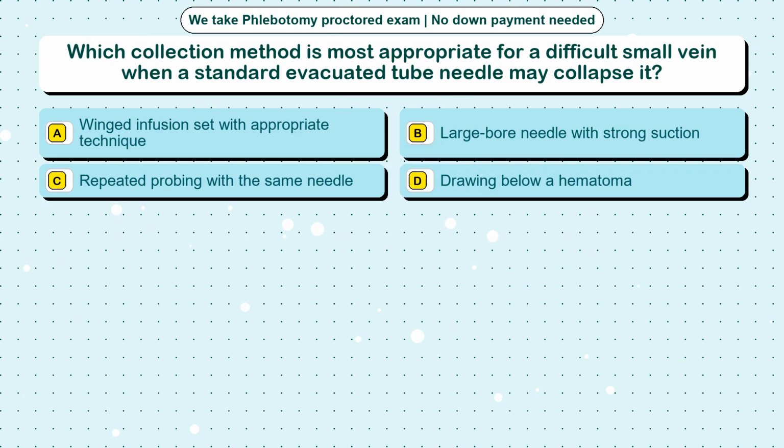Question 84. Which collection method is most appropriate for a difficult small vein when a standard evacuated tube needle may collapse it? Option A, winged infusion set with appropriate technique. Option B, large bore needle with strong suction. Option C, repeated probing with the same needle. Option D, drawing below a hematoma.